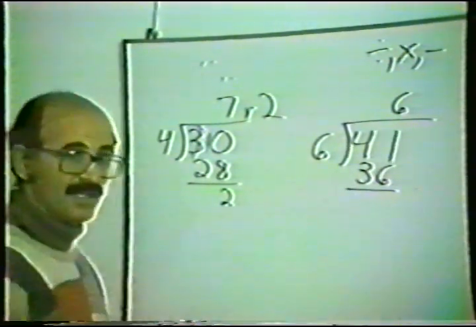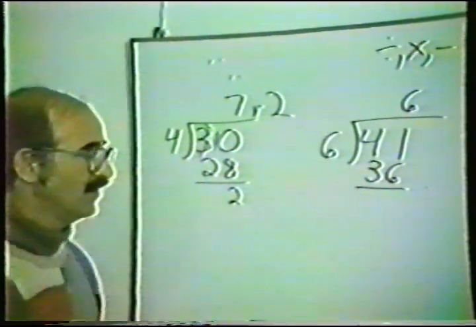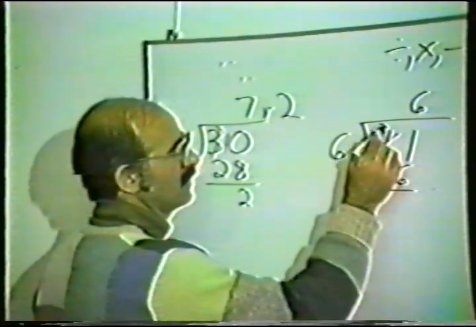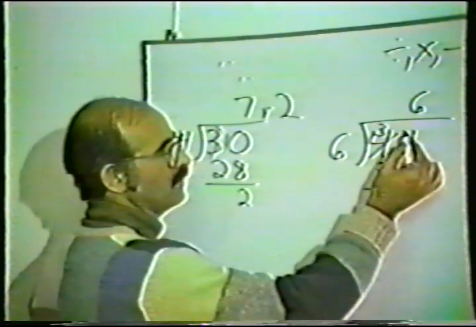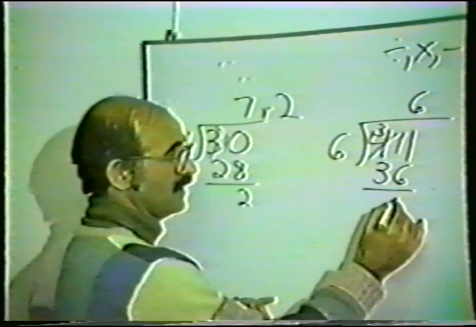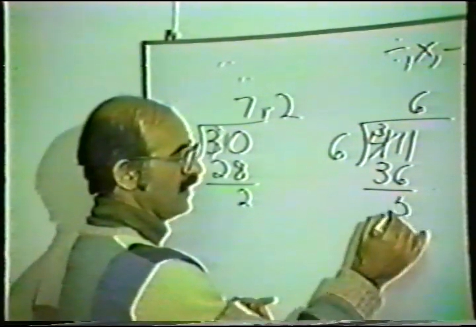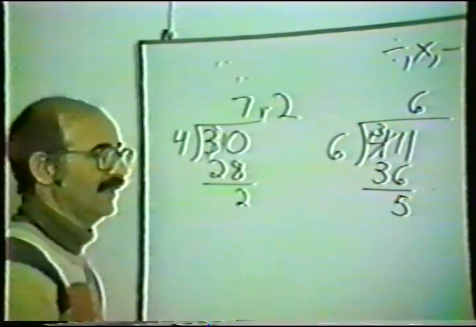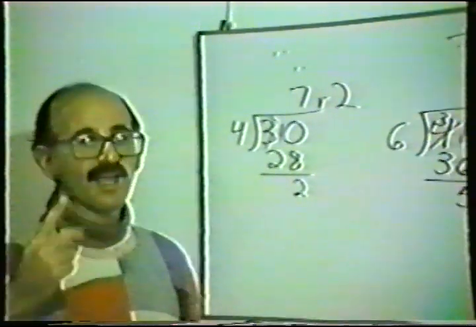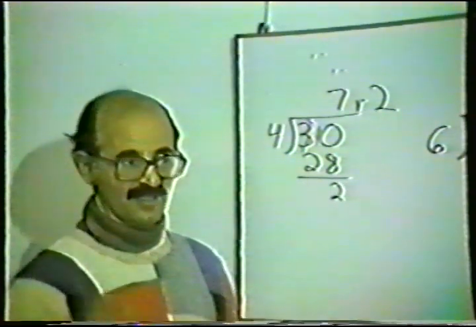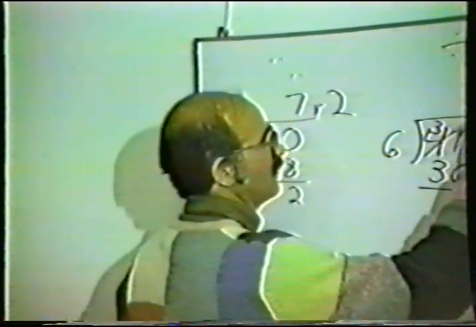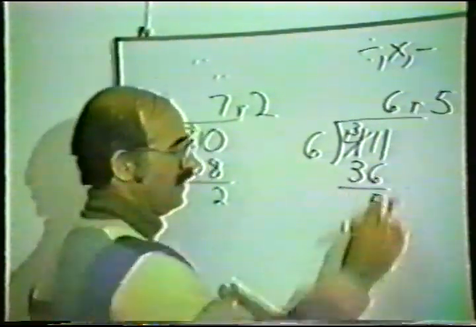1 take away 6, can't do. The 4 becomes a 3, so that the 1 becomes an 11. 11 take away 6 is 5. 6, 7, 8, 9, 10, 11. 5. 6, remainder 5.